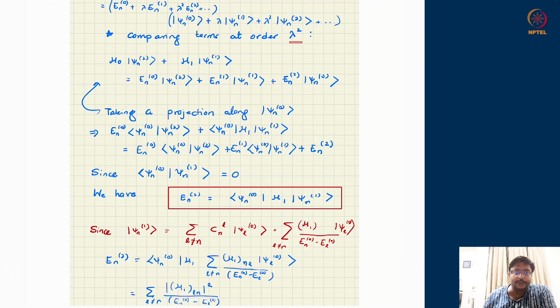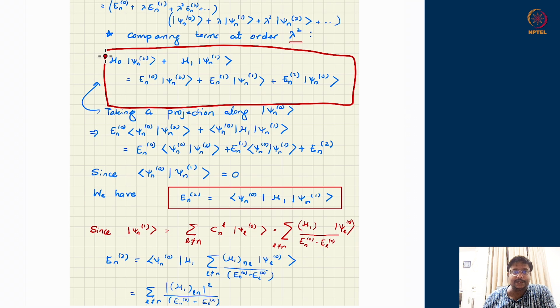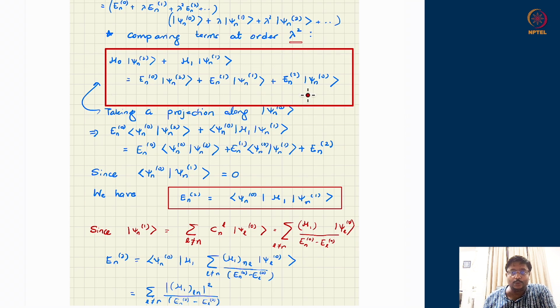This is the driving equation for the second order corrections. From here, we will try to find out two quantities, En2 and psi n2, just like from the first order story, we got to know about En1 and psi n1. All right. Now, how did we compute En1? We just took the projection of this equation with respect to psi n0. So that's what I will do again.